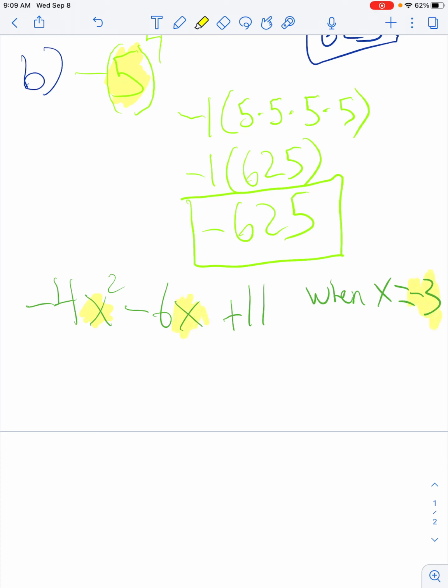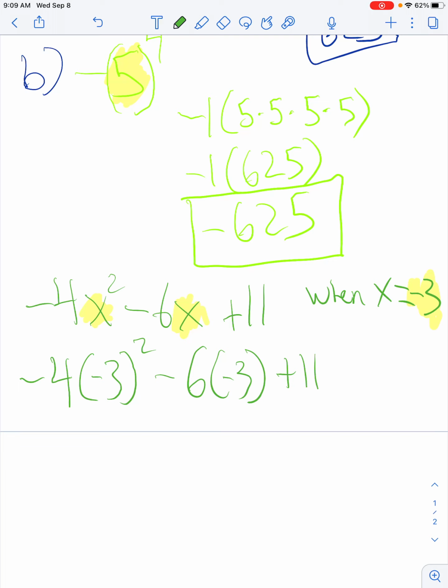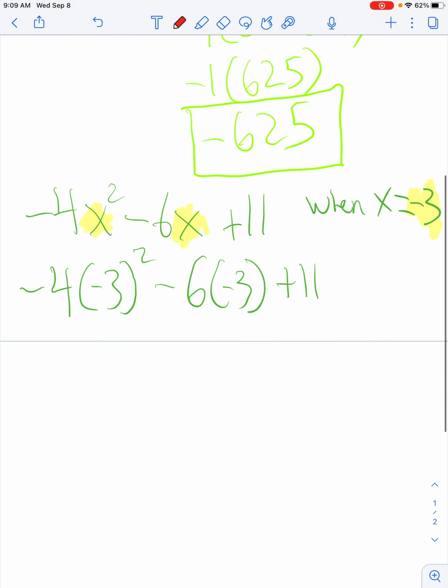So you've got to be very conscious about using parentheses when you plug it in. Every time I see an x, I'm going to plug in -3. So -4, parentheses, -3, close my parentheses, subtract 6, parentheses -3, plus 11. Always, always, always write stuff out first, before you solve it. You'll make silly mistakes if you try to jump around and do too much at once.